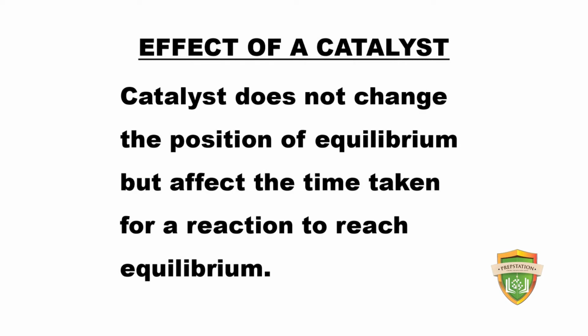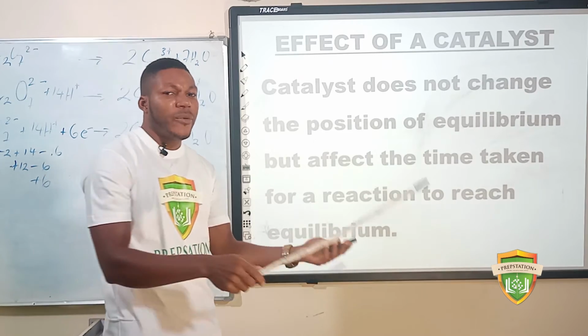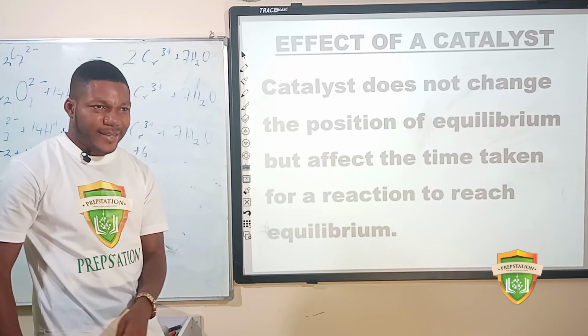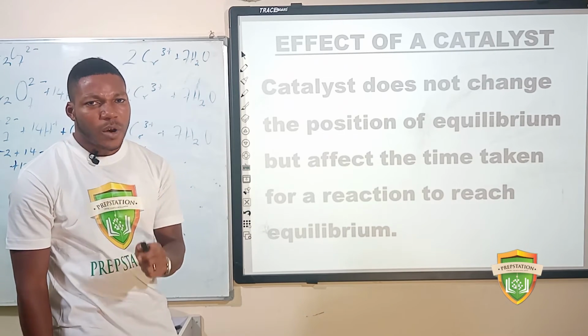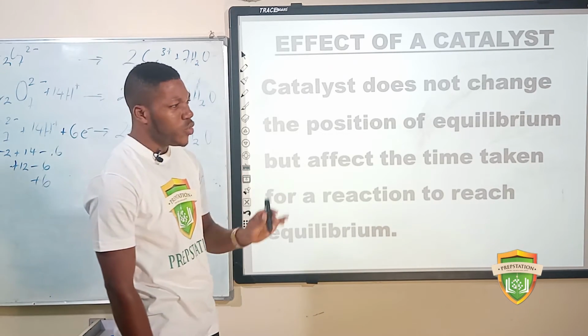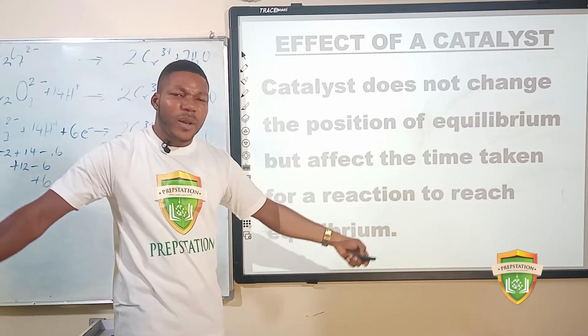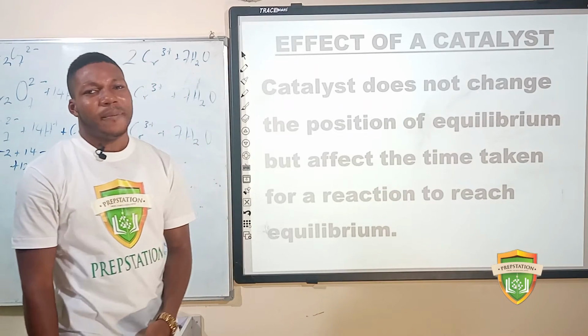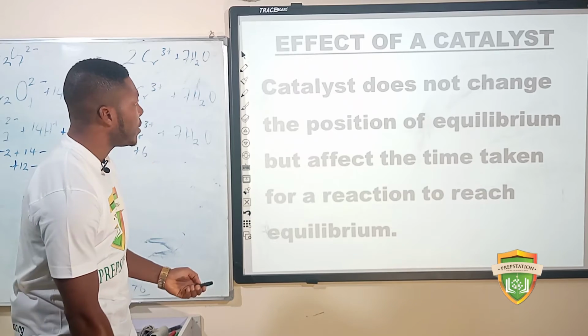Now, what is the work of catalysts in equilibrium? It does not, mark the word, does not change the position of equilibrium, but affects the time. It either increases the rate of reaction or lowers it, but it will never change the position. That is the work of a catalyst in equilibrium. It does not have any effect on the equilibrium position, but rather it makes the equilibrium to be attained faster by increasing the speed at which the reaction is taking place.